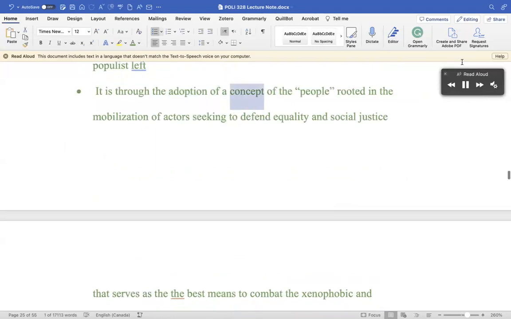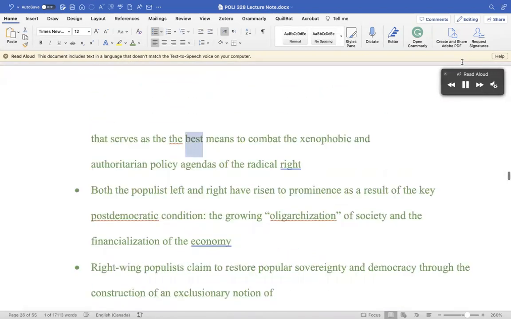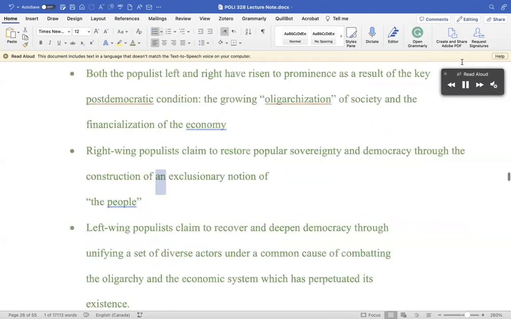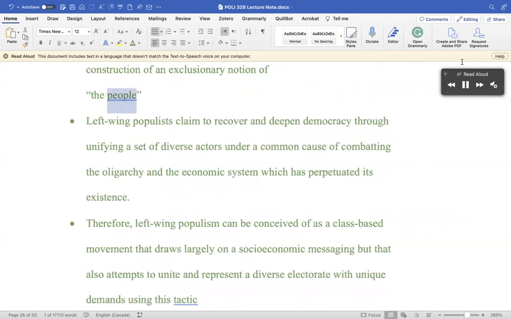It is through the adoption of a concept of the people rooted in the mobilization of actors seeking to defend equality and social justice that the best means to combat the xenophobic and authoritarian policy agendas of the radical right can be found. Both the populist left and right have risen to prominence as a result of the key post-democratic condition, the growing oligarchization of society and the financialization of the economy. Right-wing populists claim to restore popular sovereignty and democracy through the construction of an exclusionary notion of the people.